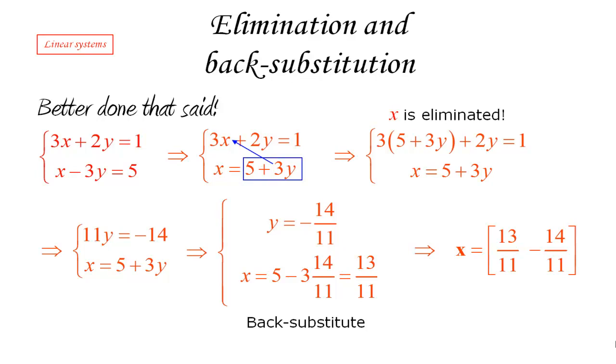Okay. Now, in some situations, you may prefer to write the solution as x equal 13 over 11 and y equal negative 14 over 11. That's fine as well. But just to become more and more familiar with this whole structure of vectors and the relationships between vectors and systems, I would recommend that you actually always express the final answer as a vector.